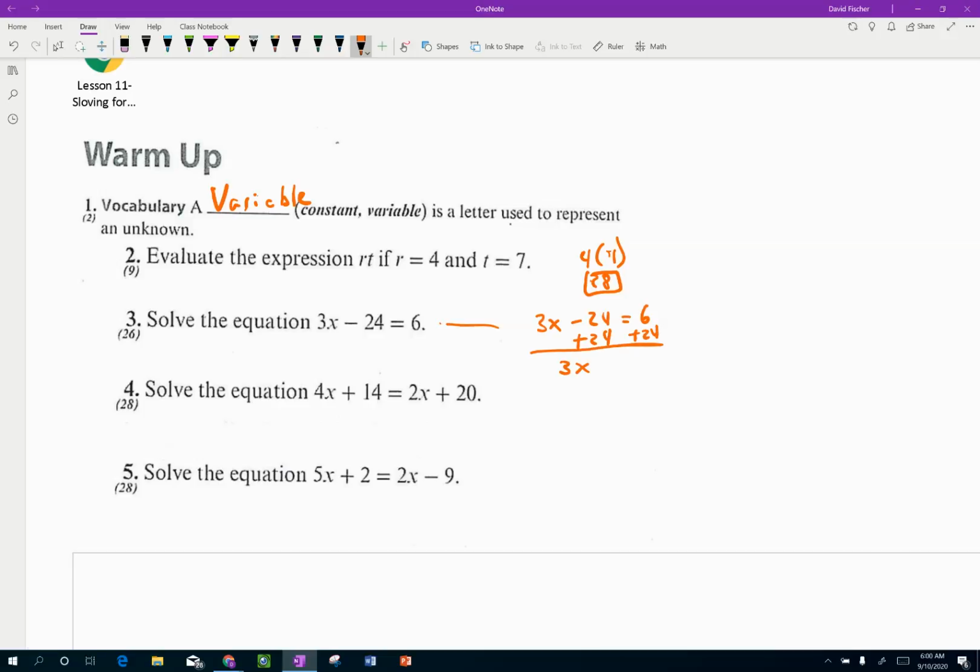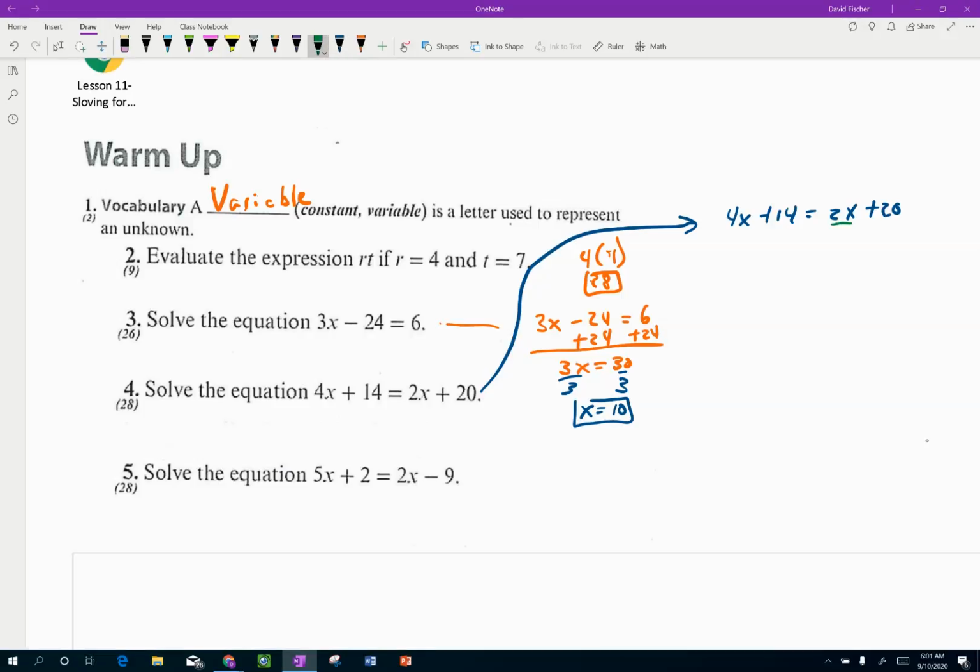I got 3x equals, looks like 30. Let's divide by 3. And I got x equals 10. This problem I want to do way over here. Solve this equation. I got 4x plus 14 equals 2x plus 20.